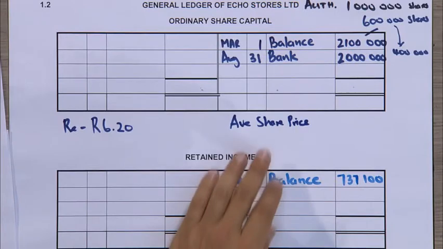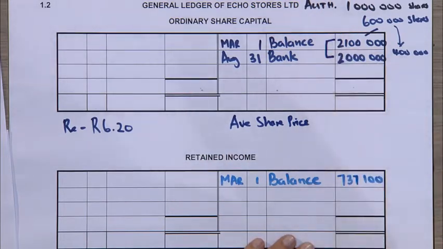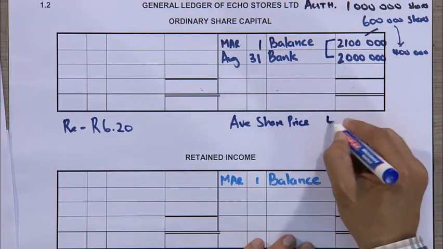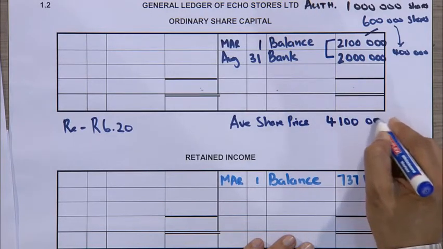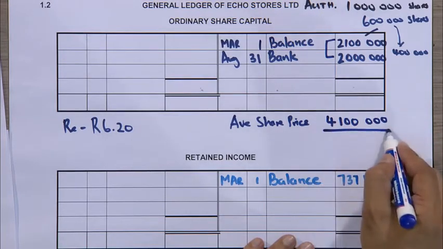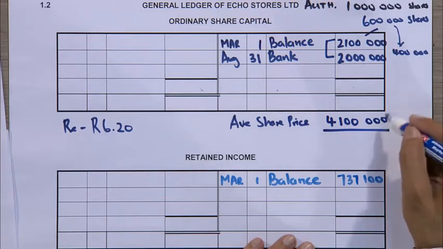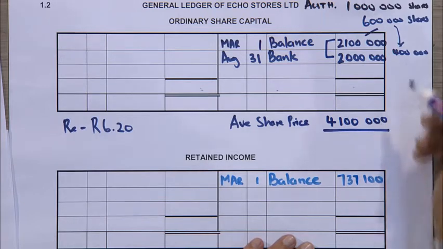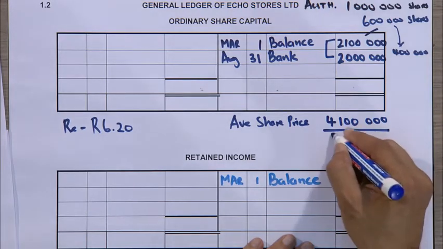Now, in order to get the average, we take the ordinary share capital figure at the moment, which is 4,100,000, divided by the number of shares that 4,100,000 represents, which is the 600,000 plus the 400,000, so that gives you 1 million.